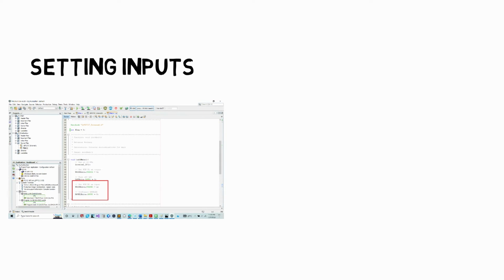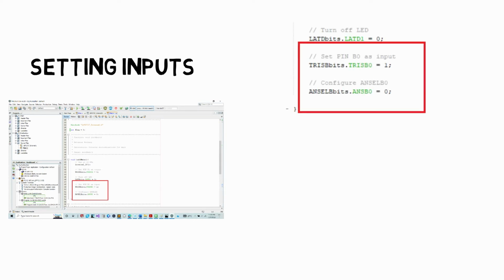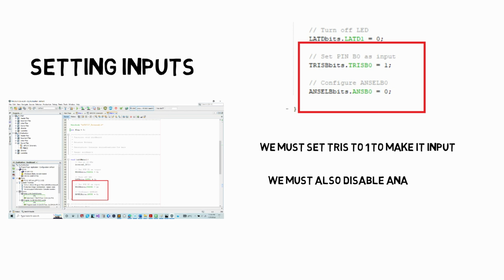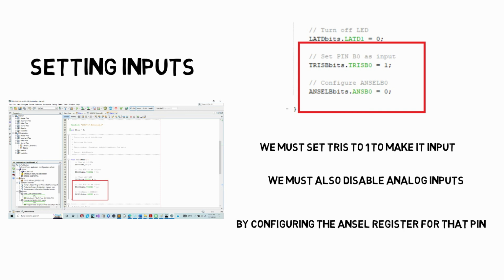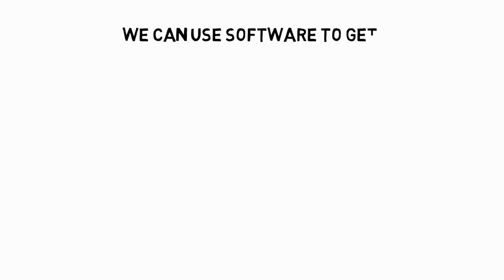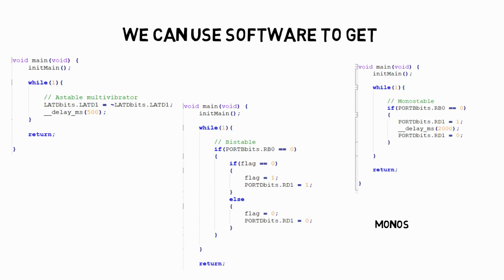If we look at our program code, we see that in order to make the PIC microcontroller pin an input, we must set the TRIS register bit of the microcontroller to a 1. We must also disable the analog input for that pin as it will interfere with our circuit. Once we have this done, we can modify the delay within the PIC microcontroller and upload it to our chip so that we can get monostable, bistable, and astable operation. In the next video, we'll discuss inputs in more detail.